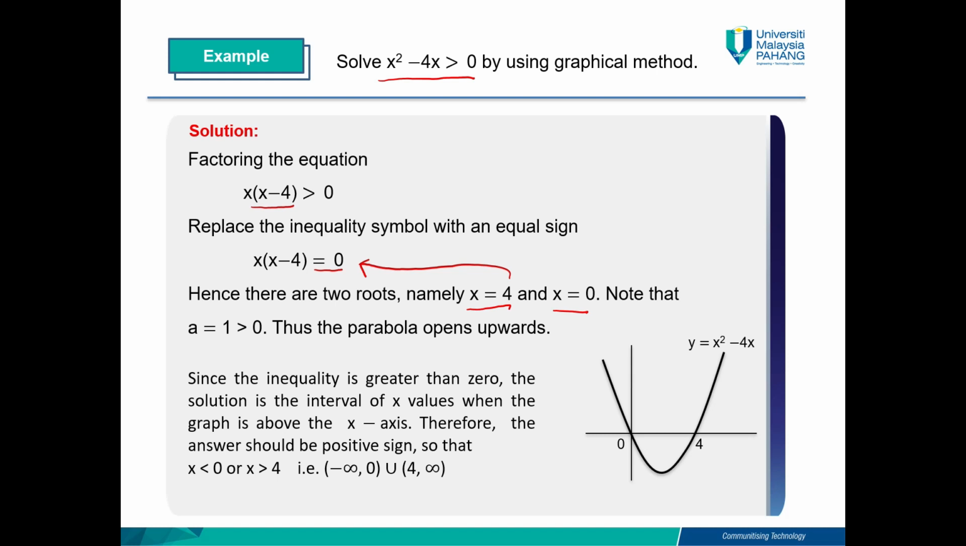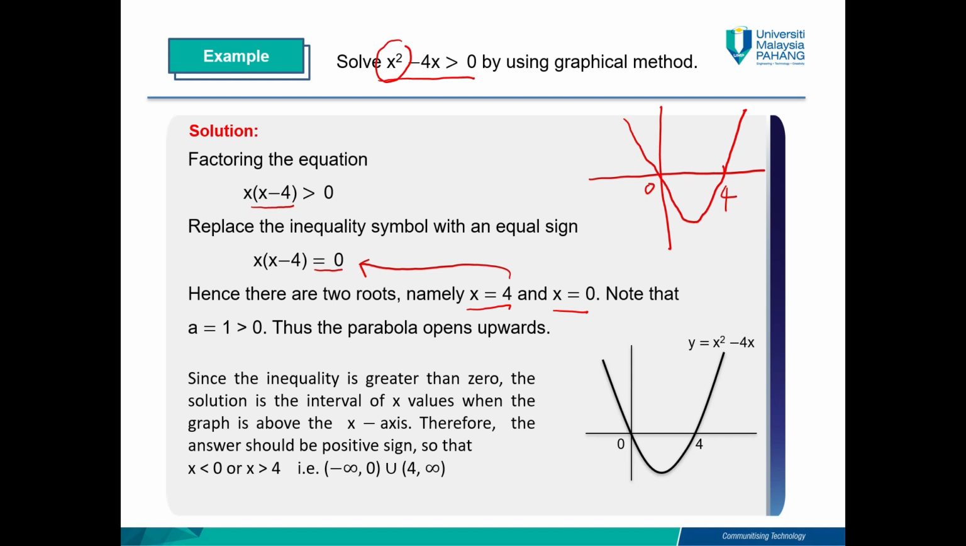So how to draw the graph? 0 and 4 are the roots of the equation. So we know that we are having a positive x squared equation. So we are going to draw a smile graph. Just draw a smile graph joining these two values. So we're going to get it like this.